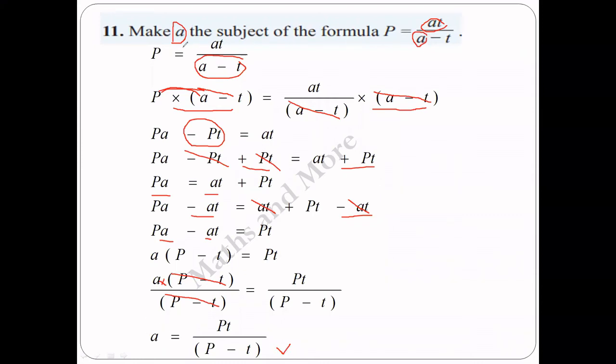Always when you make some letter or variable the subject, that should be in one side and one place. It should not be in two places. If your subject is in two places, that is wrong. That subject should be in one side and one place only.